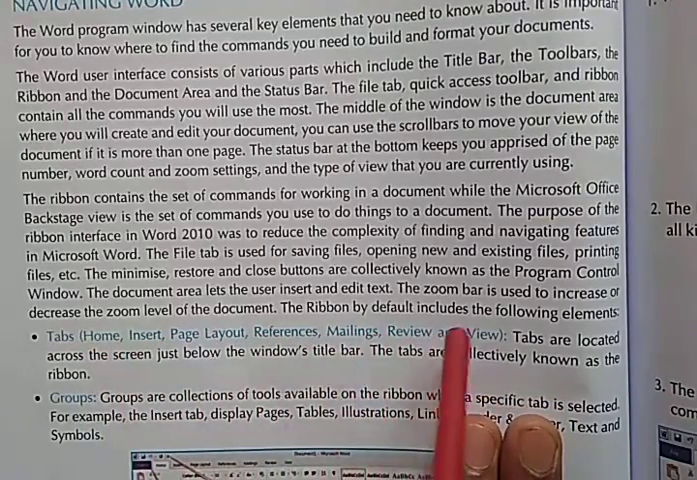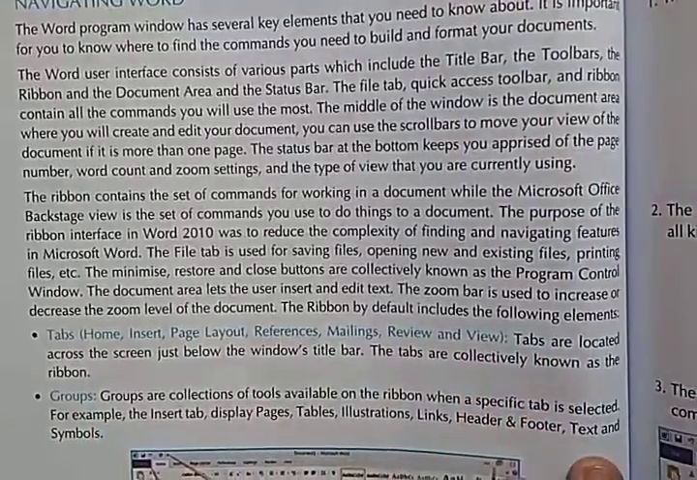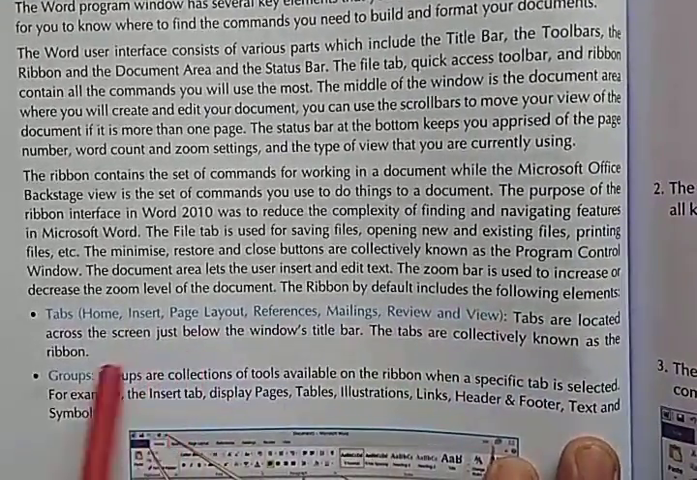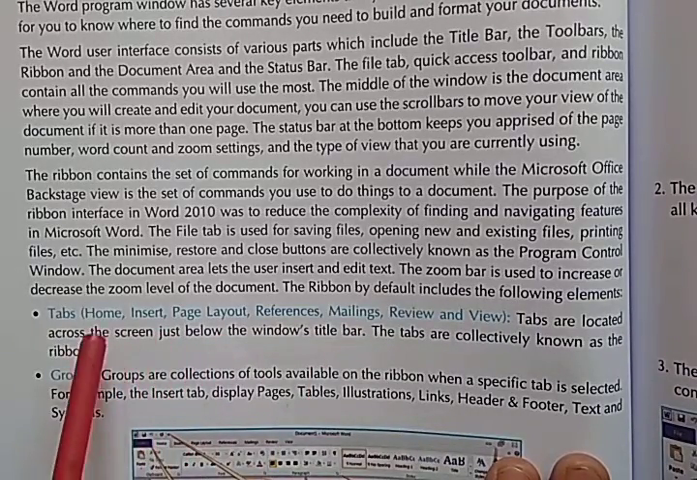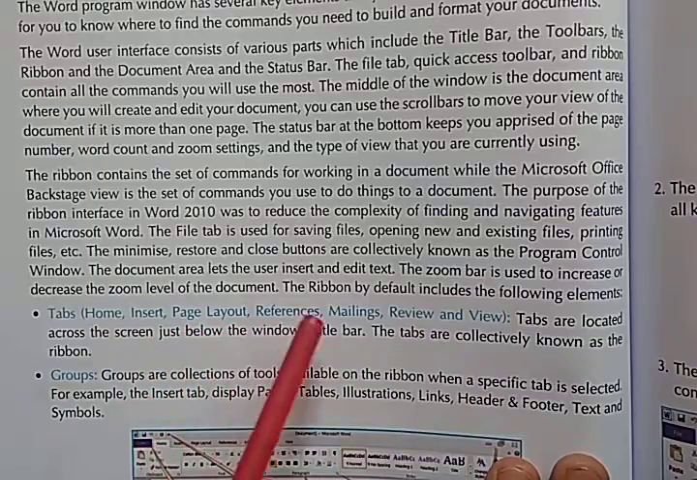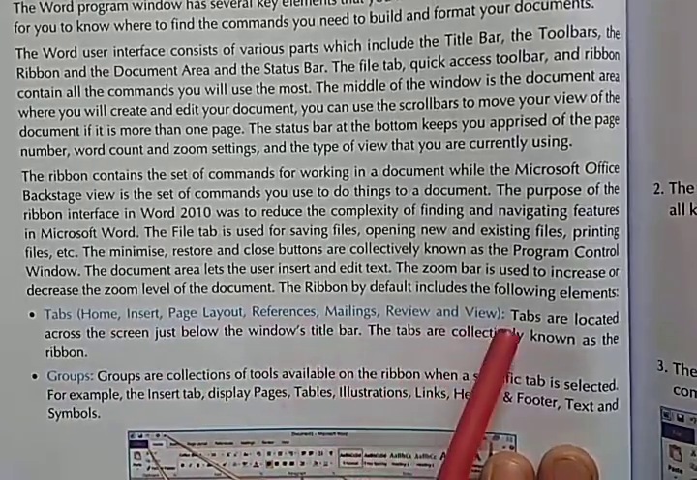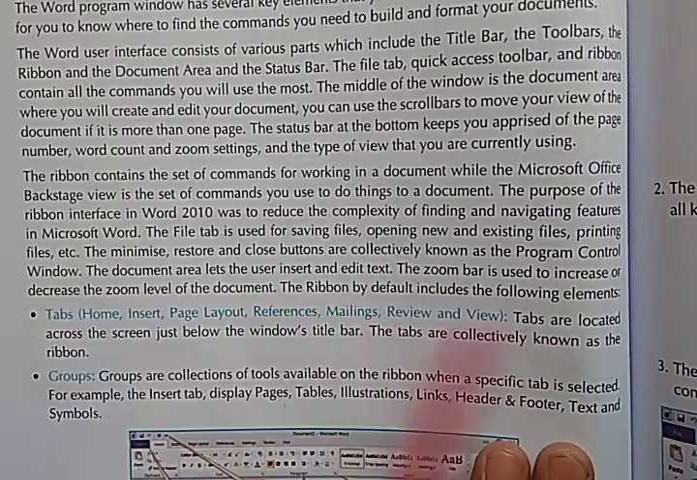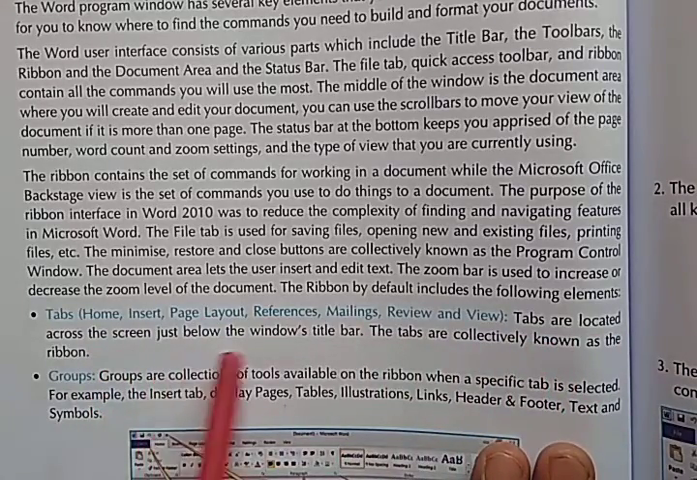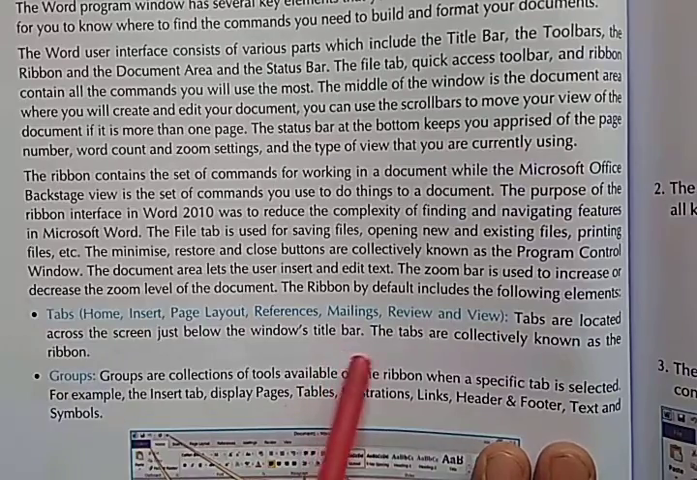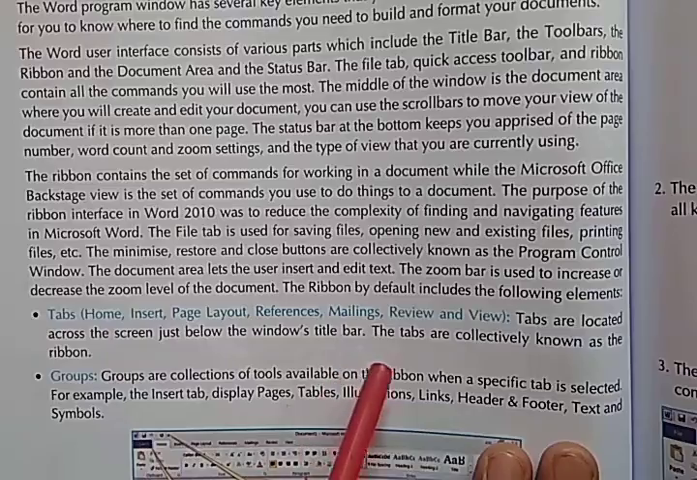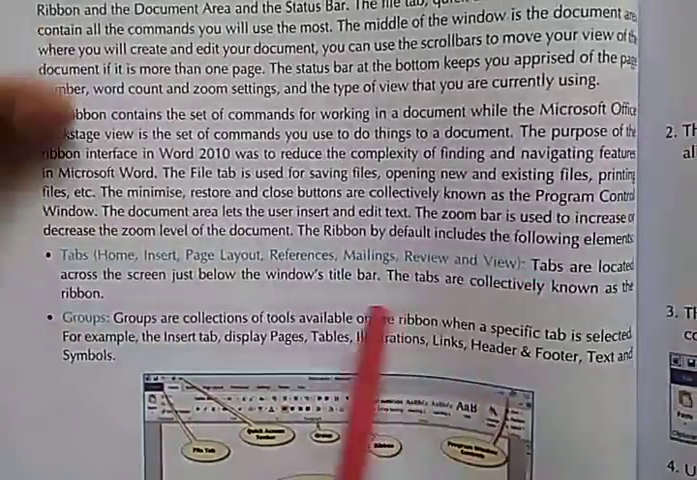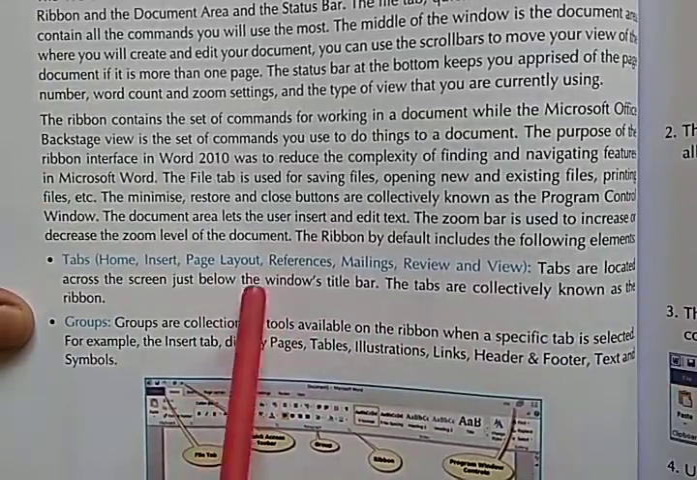The ribbon by default includes the following elements. Tab. In tab there are so many options. Let's know about it: Home, Insert, Page Layout, References, Mailings, Review and View. Tabs are located across the screen just below the Windows title bar. The tabs are collectively known as the ribbon. So know about it and underline this line.